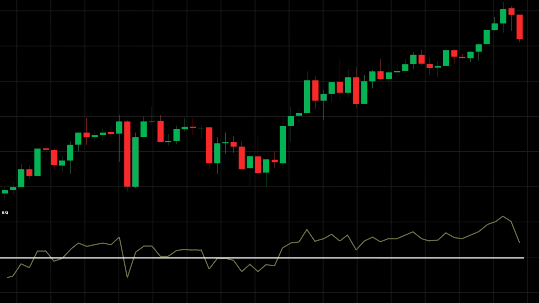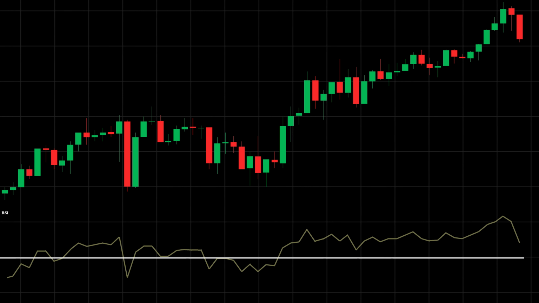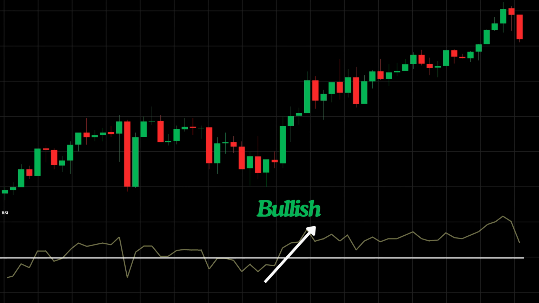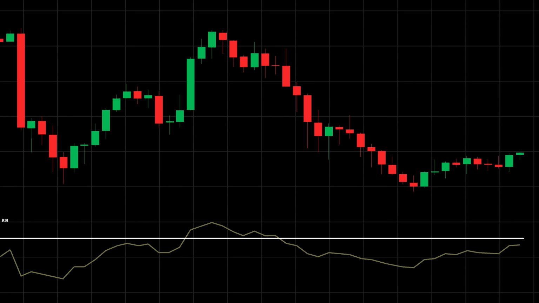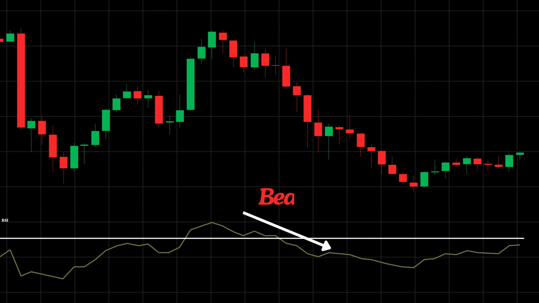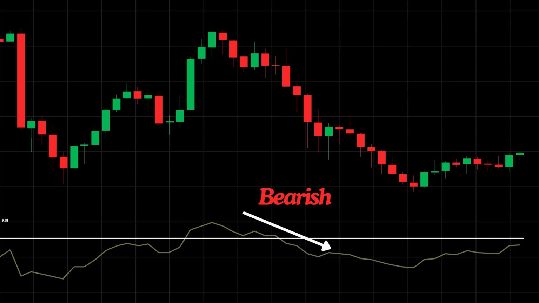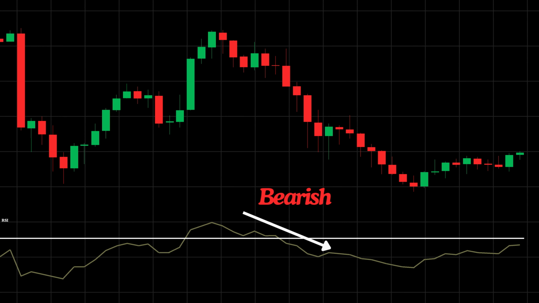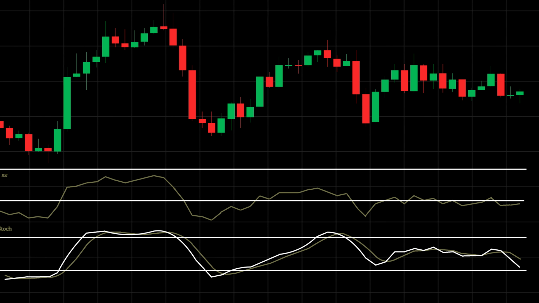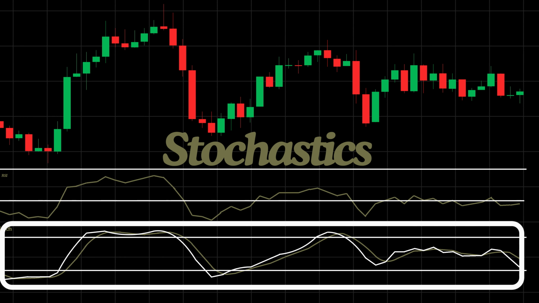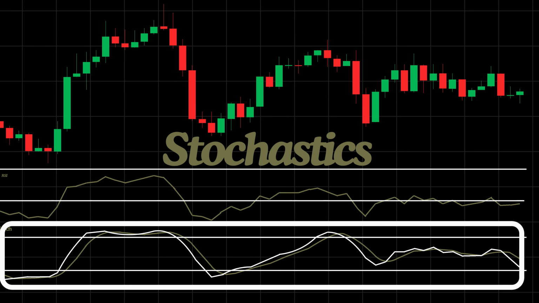Here's how it works. If the RSI moves above the 50 level, it's seen as a bullish signal. If the RSI falls below the 50 level, it's interpreted as a bearish signal. However, just like before, we don't want to rely solely on one tool. So for added confirmation, I'm pairing this with the stochastics indicator. Let's check out some chart examples using this approach.